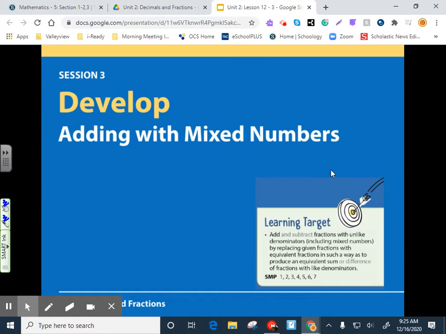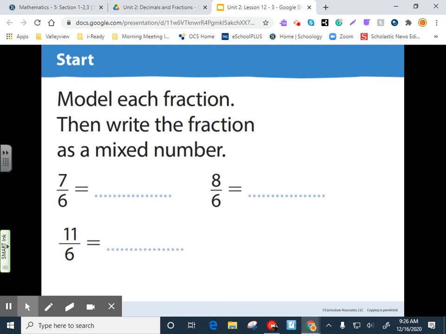All right, so we are moving on to session 3 for lesson 12. We're still adding fractions, but now we're using mixed numbers. And our warm up today shows us how to get those mixed numbers from these fractions called improper fractions.